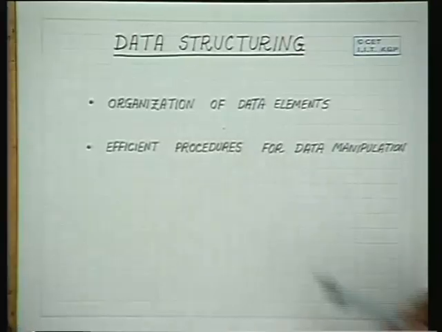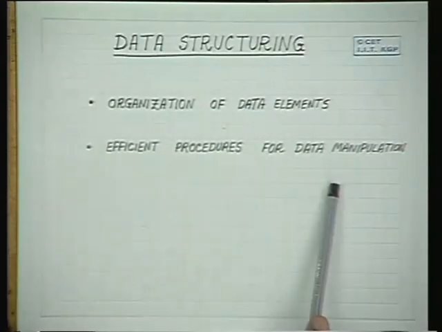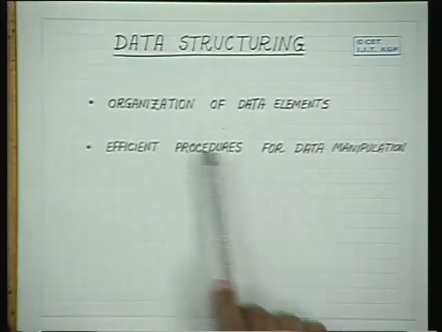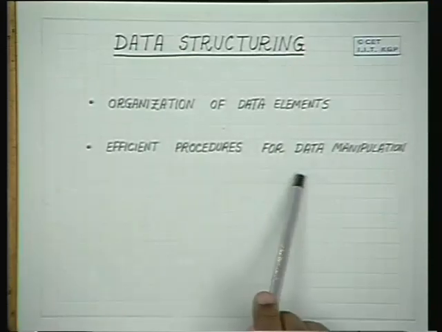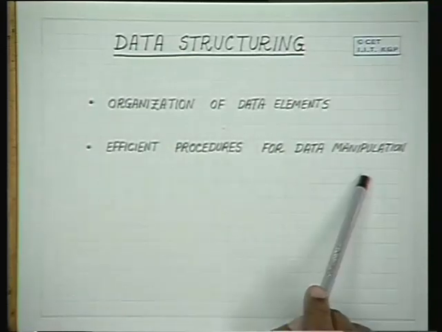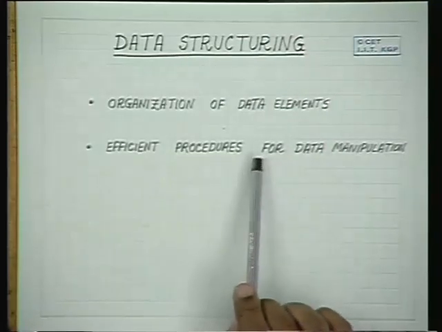So what is data structuring, which is today's topic? Data structuring consists of two things. One is organization of the data elements, and two, the efficient procedures for data manipulation. So how we will organize the data elements, how we will store them, and how we will efficiently write manipulation routines on them. And both are interlinked, and we shall first see some examples of problems which are pure data structuring problems.